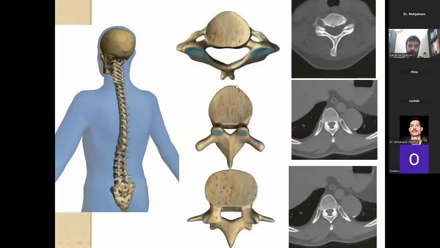This is the same picture that we can see now. We'll appreciate the same things on the CT scan.